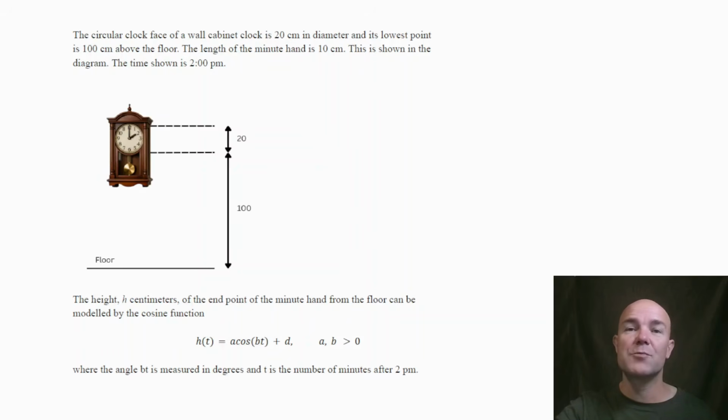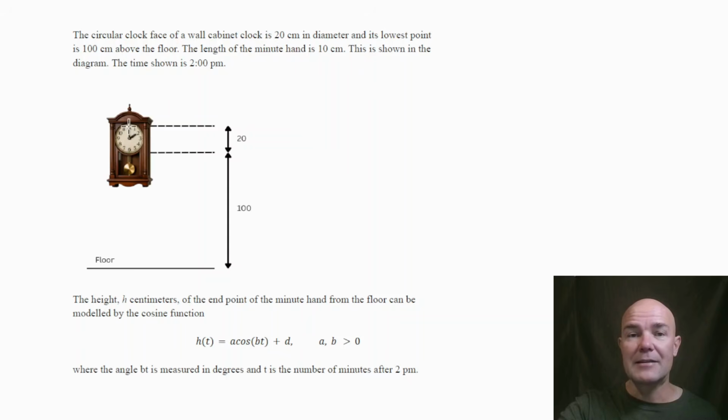Hello. In this video, I'm going to look at a really typical exam style question where trigonometric functions are used to model something in our everyday life. Here we have a minute hand and we are modeling the height of the endpoint of the minute hand using a cosine function. Our model is given here and it's given that our starting time is 2 p.m.